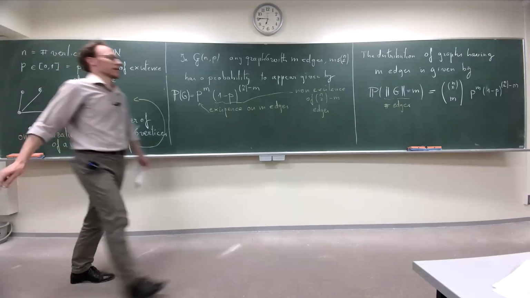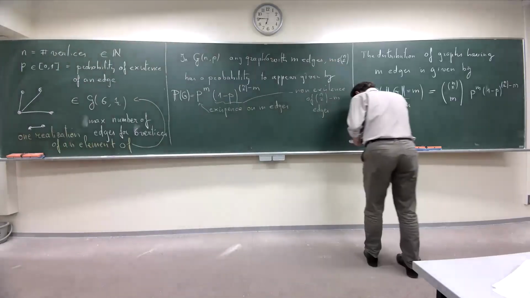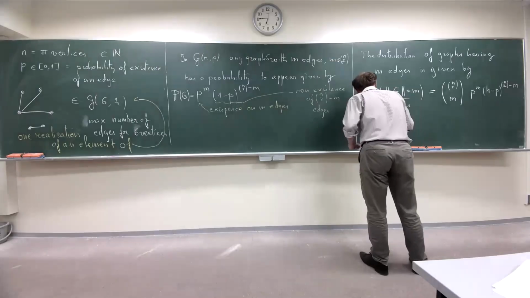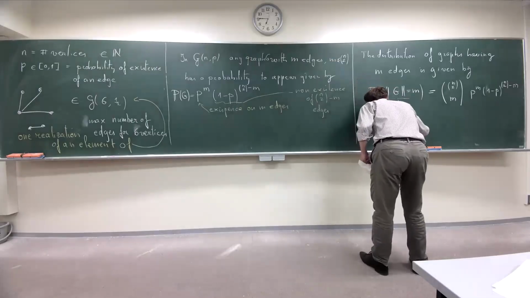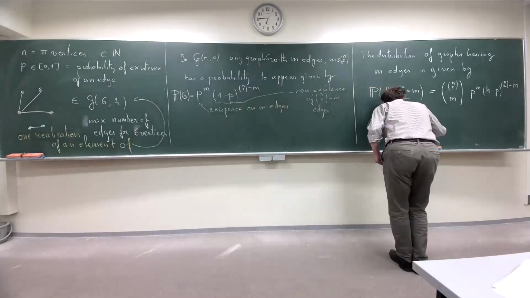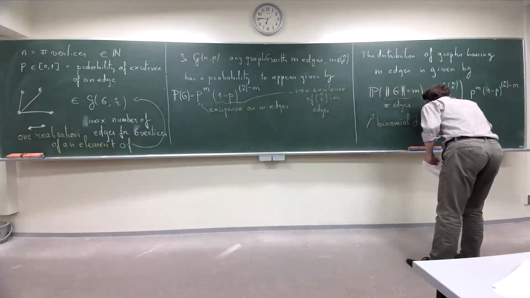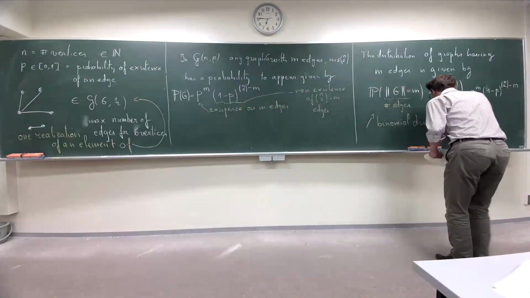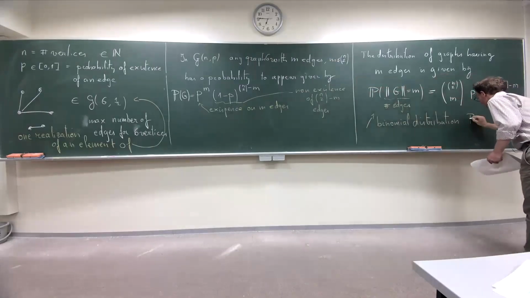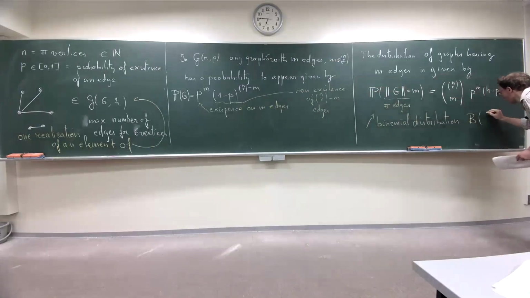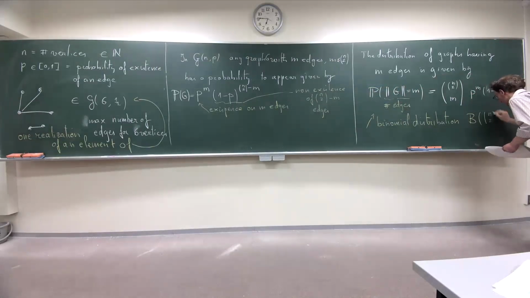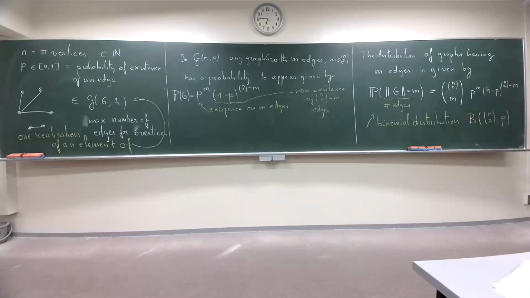And this has a name. This is a binomial distribution. The notation for the binomial distribution is capital B, with the maximal number of edges, which is this n choose 2, and the second entry is p. This is just a notation.